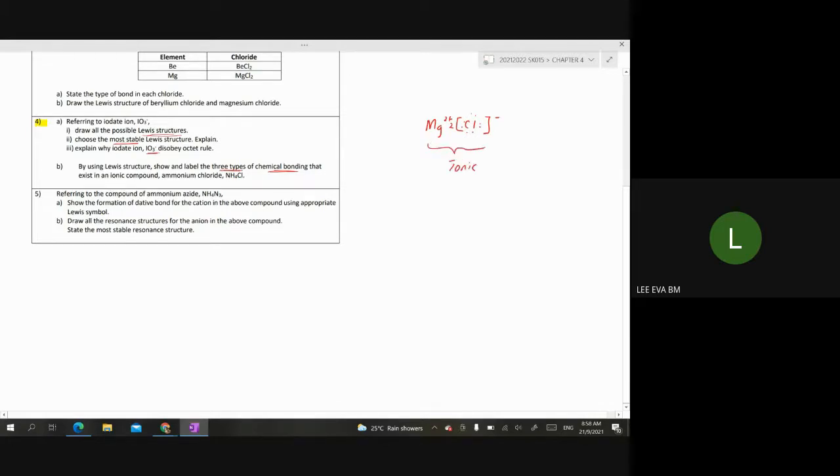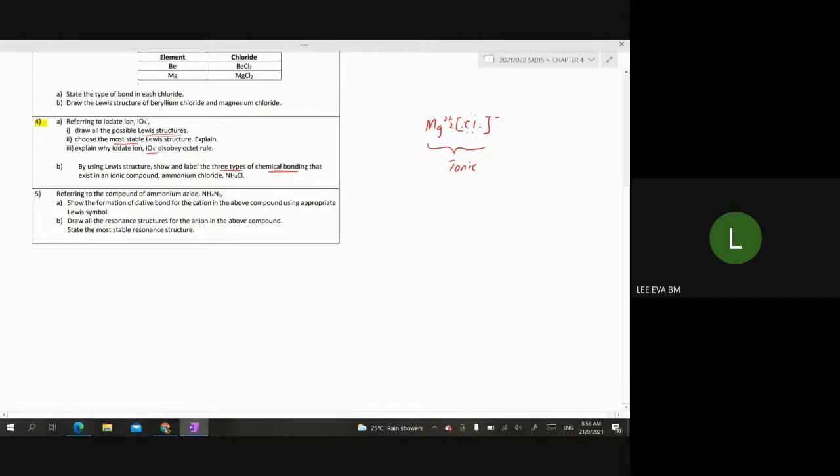So maksudnya dia tak boleh tunjuk bond, dia mesti tunjuk charge sebab dia adalah ionic. So this is the structure or the product for our ionic compound, or the Lewis structure for ionic compound. Yang lain covalent compound ikut step.